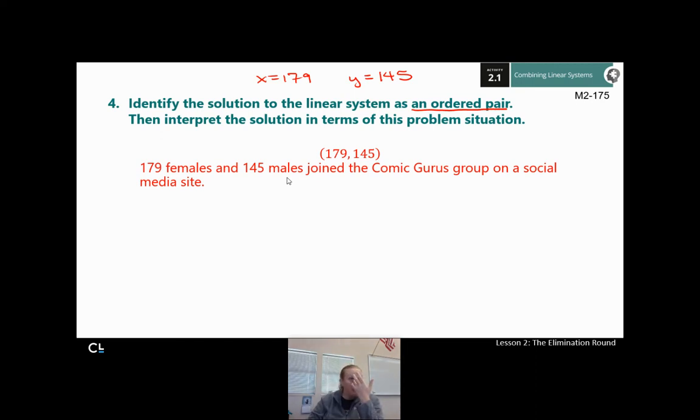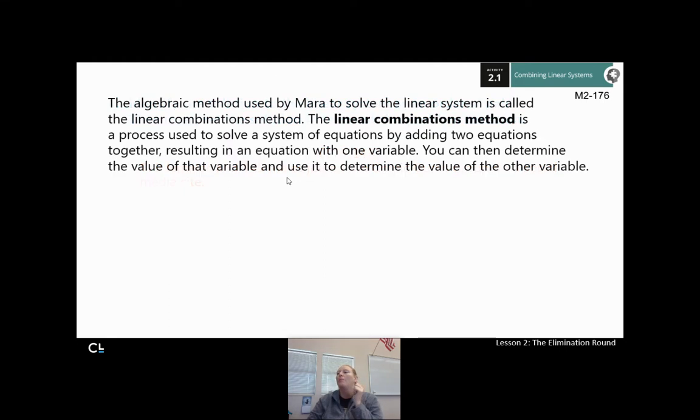So this cool method that Mara used, I'm not going to deny, it's my favorite method. Some teachers call it the elimination method because you're literally eliminating a variable. But the actual name of this method is the linear combinations method. So the algebraic method used by Mara to solve the linear system is called the linear combinations method. And so this is in bold. It's clearly an important key term that you need to know. So don't freak out when you see linear combinations method. That just means you're going to make sure your equations are in standard form and add them together, right?